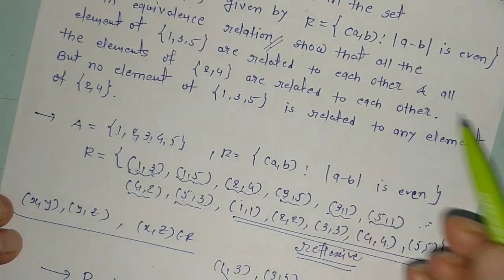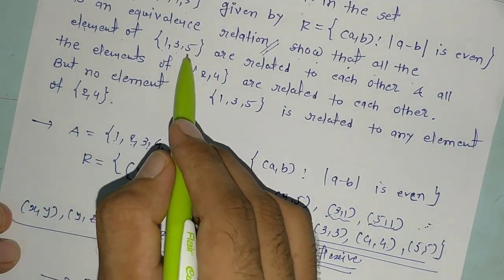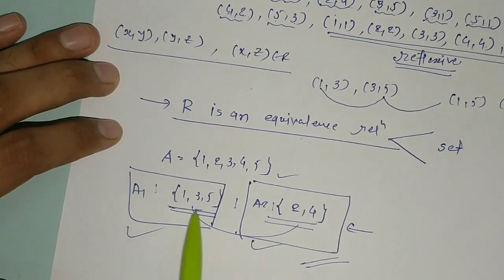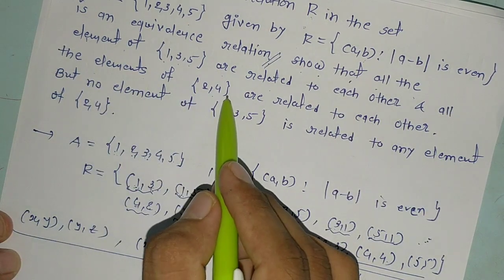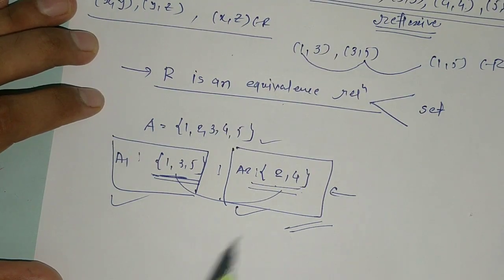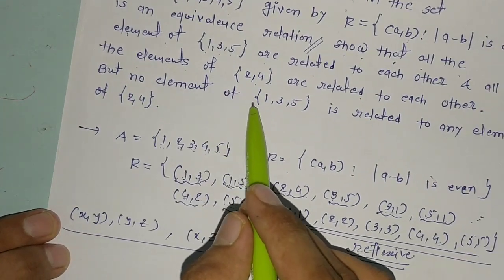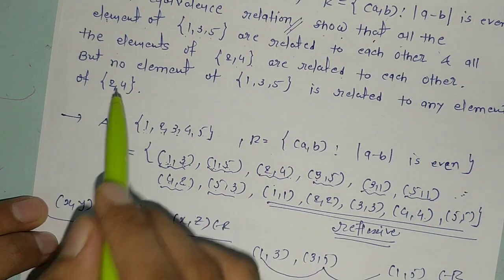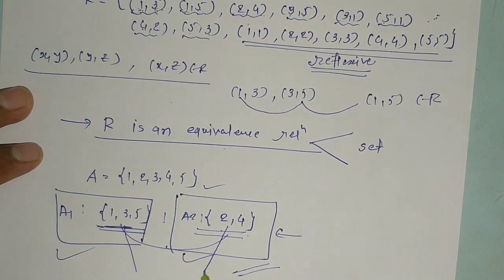Now the question says the same thing: all the elements of 1 comma 3 comma 5 are related to each other. All the odd numbers are related, the difference is even. And all the elements of 2 comma 4 are related to each other. Yes, we have proved that 2 and 4 are even numbers and they are related only within this set, but no element of 1 comma 3 comma 5 is related to any element of 2 comma 4. You can observe no element of set A1 is related to an element of A2.